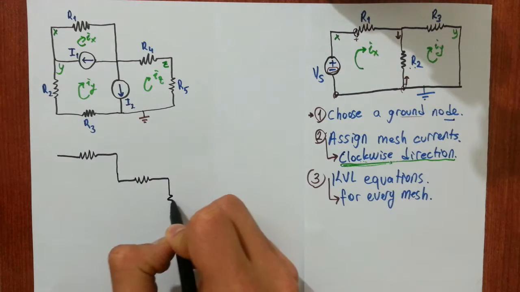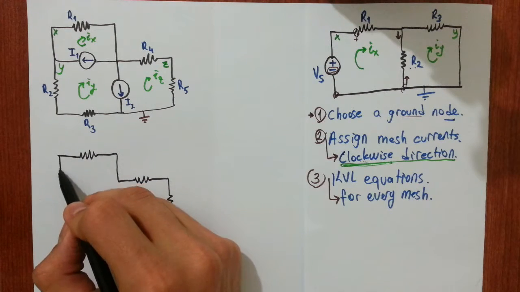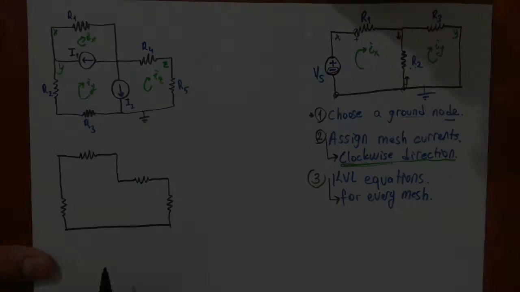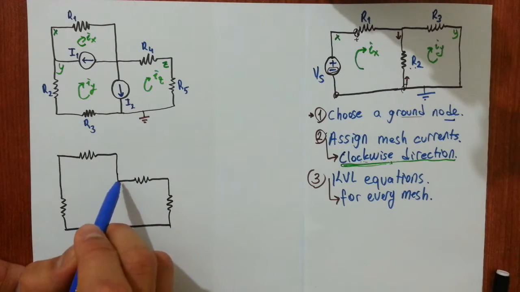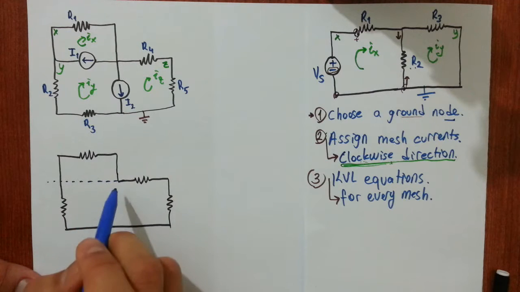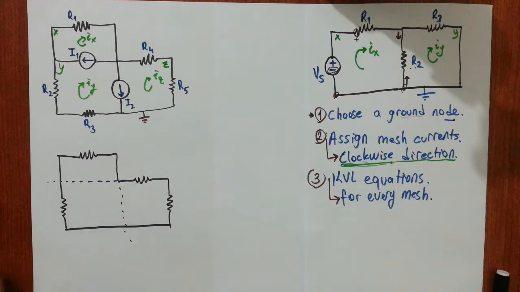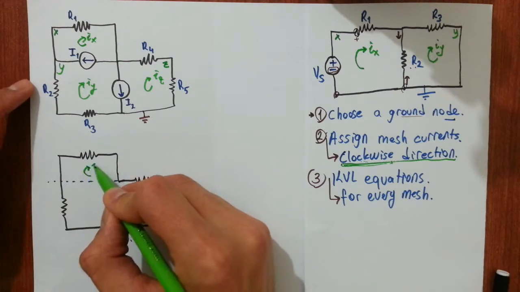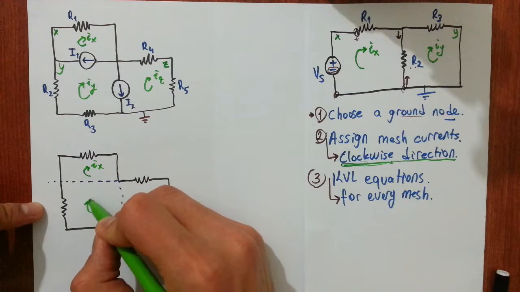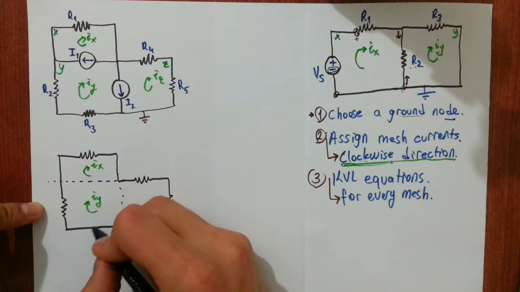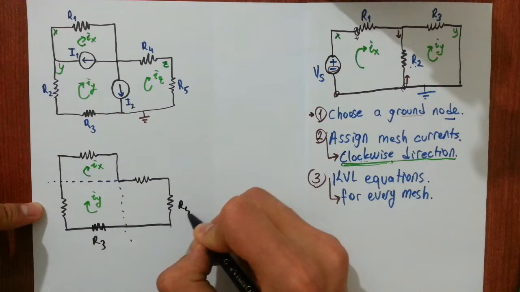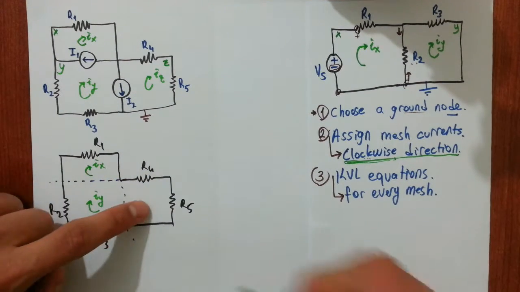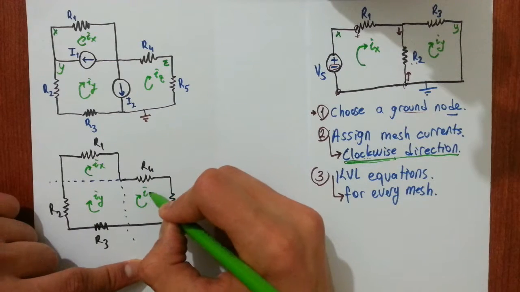This is R4, this is R5, this is nothing, this is R2, and connect. Now let me draw the borders. Current flowing around this mesh is IX. This is IY. Here we have R3. And in this part of the circuit, flowing current is IZ.